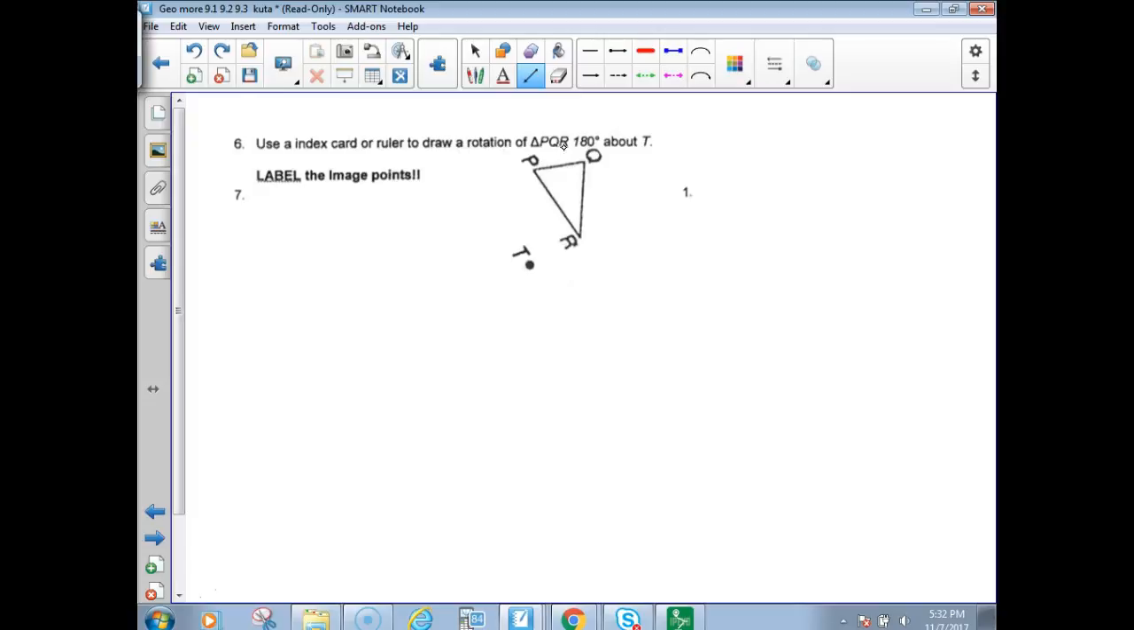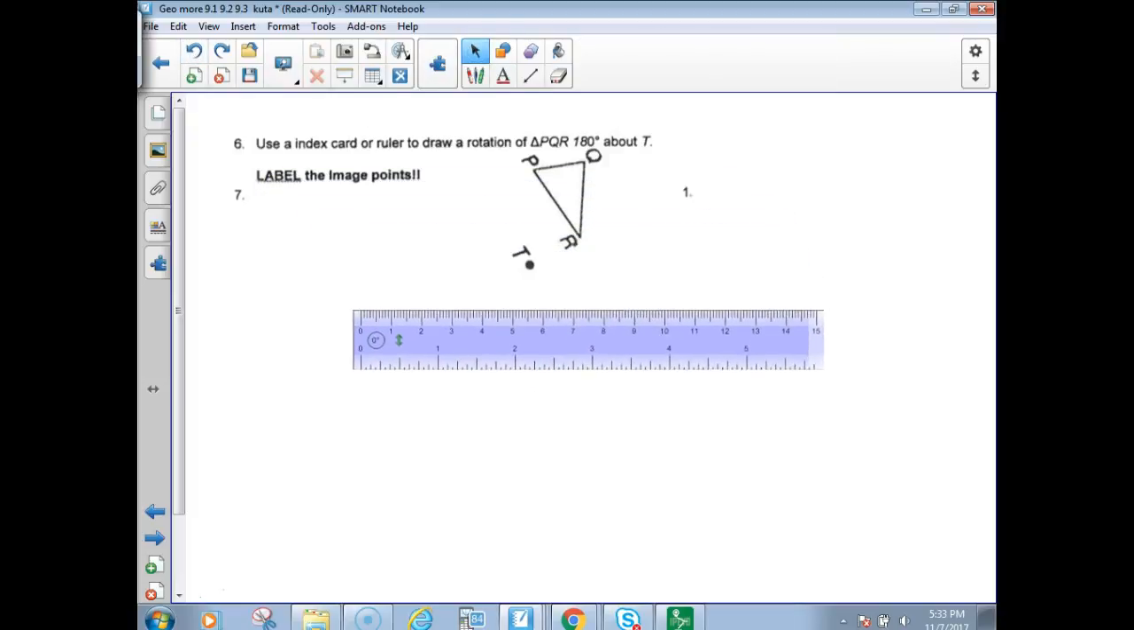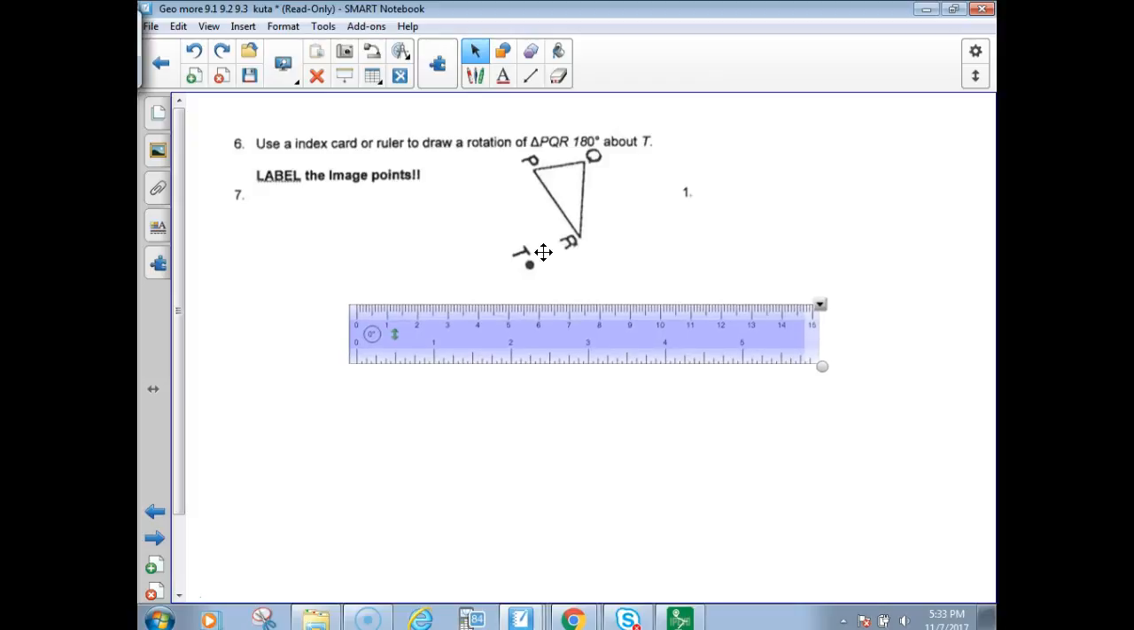Use an index card or ruler to draw a rotation of PQR 180 degrees about P. You're going to be going straight through T to the other side, 180 degrees rotation counterclockwise. So you're going to need to measure from T to R, not the other way around. So if you grab your ruler and you're going to need to rotate it, I almost think I'm going to back this up a minute and see if I can get my document camera to work. That might be a little bit easier to show you. So I'm going to pause.